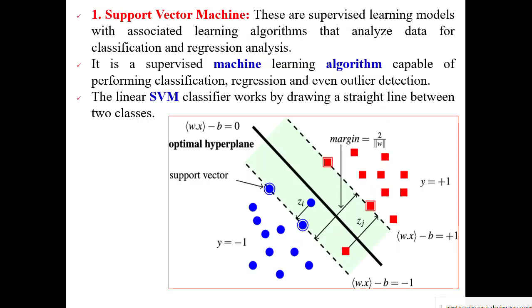Then we have the support vector machine. Just now I explained it based on the hyperplane. This model is an associated learning algorithm that analyzes data for classification and regression analysis. It is a supervised machine learning algorithm capable of performing classification, regression, and even outlier detection. The linear support vector machine classifier works by drawing a straight line between two classes.